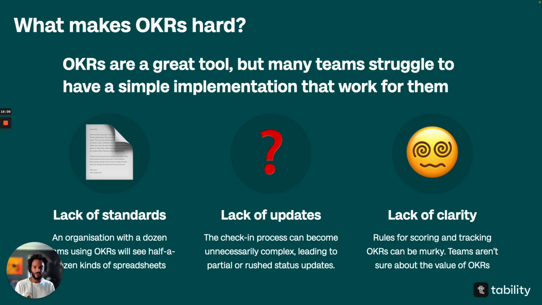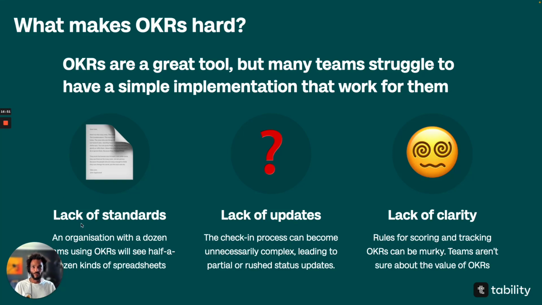But what makes OKRs difficult in practice, from what I've seen, is that a lot of people get bought into the theory of OKRs. They read the books, they read Measure What Matters. If there's one book you need to read, I highly recommend Radical Focus. You read the book and then you come back, and the problem is that there's no standard way to implement OKRs. Teams basically have to figure out how to implement them on their own. And the lack of standards means that if you have 12 teams, you're going to have 12 different spreadsheets and 12 different ways for people to do the tracking and the scoring.